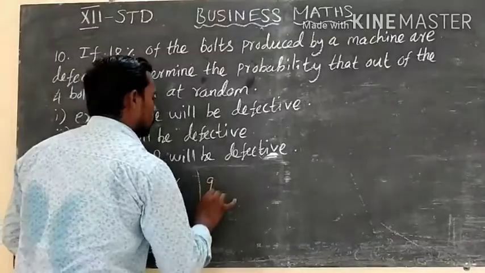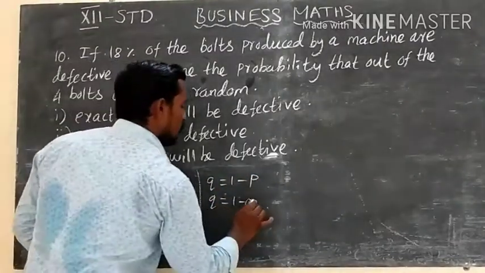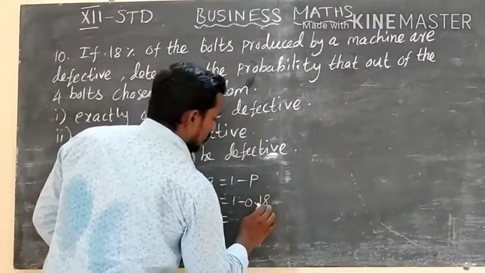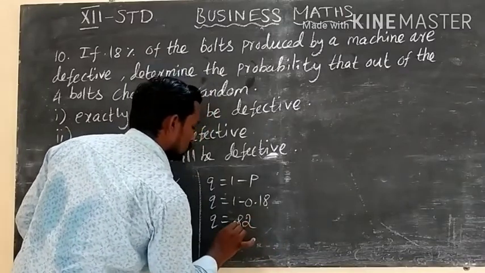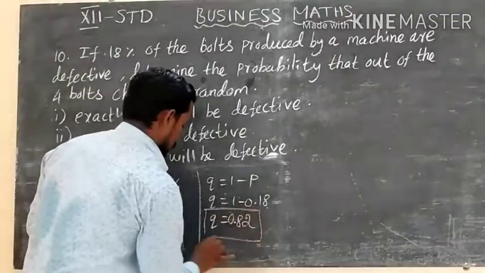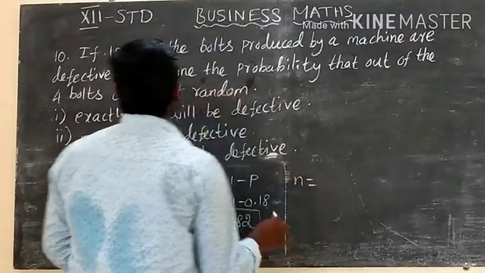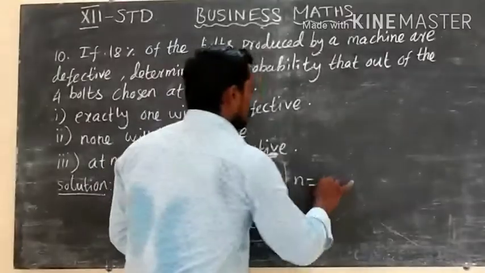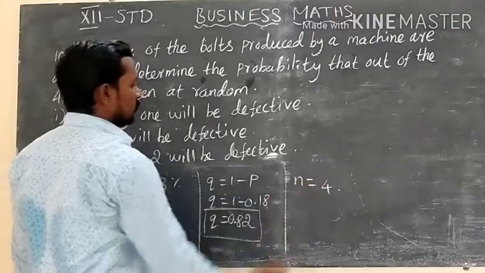Then find Q is equal to 1 minus P, which is 1 minus 0.18. So 10 minus 8 is 2, then 9 minus 1 is 8, that's all. So 0.82, this is your Q. Okay. Then N: the number of bolts selected is 4, only 4 bolts are chosen. So N is equal to 4. So now we have P, Q, N.